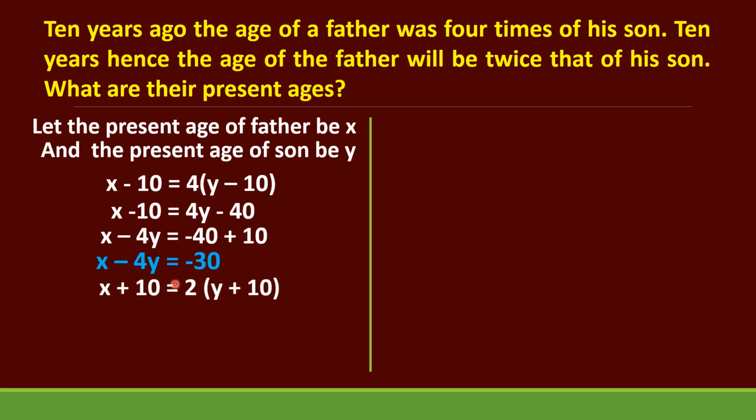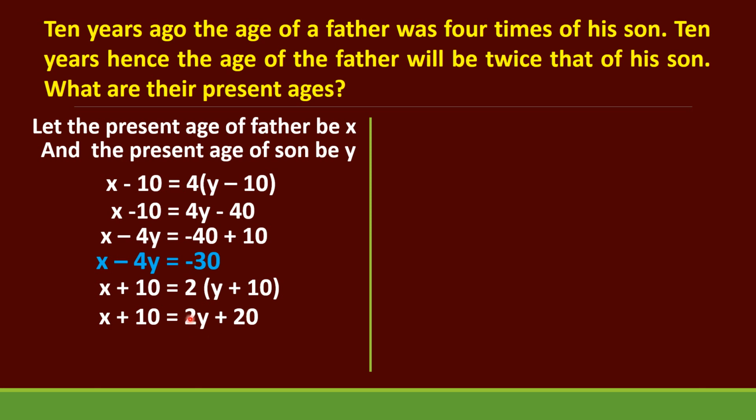Now the second part is 10 years hence the age of the father will be twice that of his son. 10 years hence means after 10 years. So x plus 10 and y plus 10. That time it becomes twice. So x plus 10 is equal to 2 into y plus 10. That is x plus 10 is equal to 2y plus 20. 2 into 10 is 20.